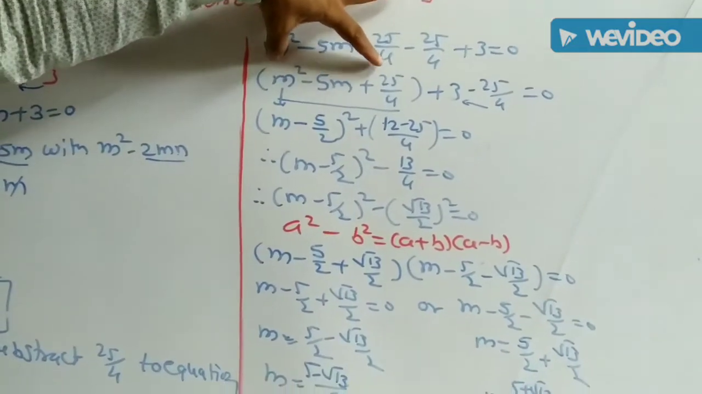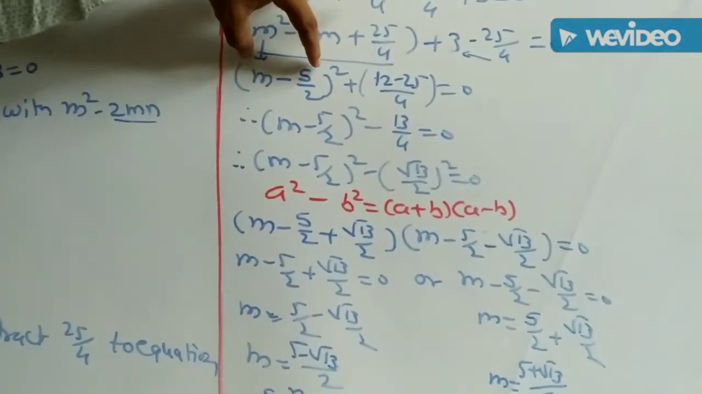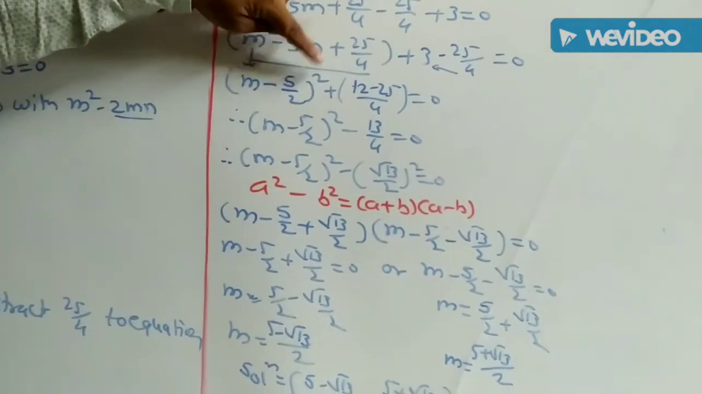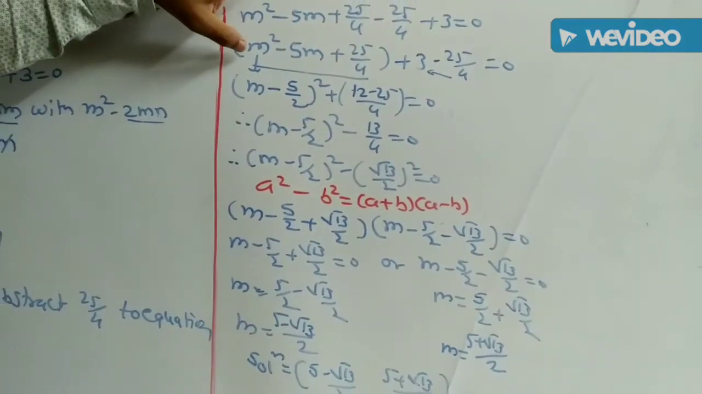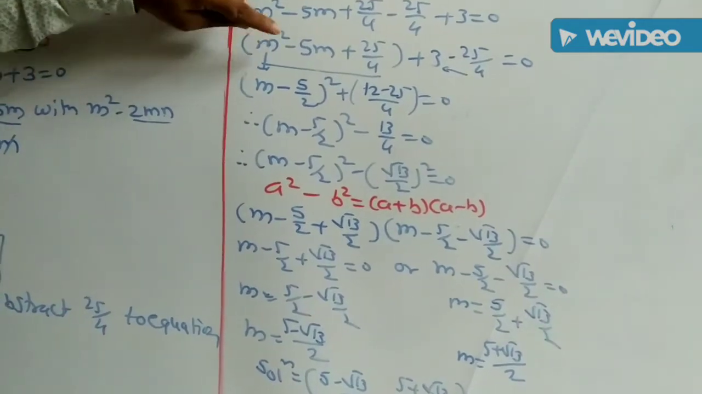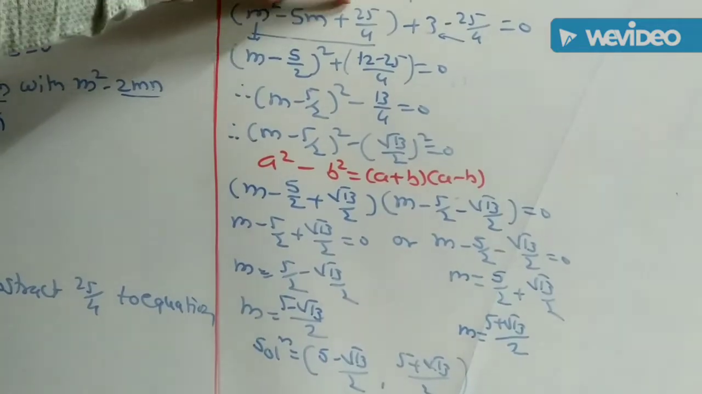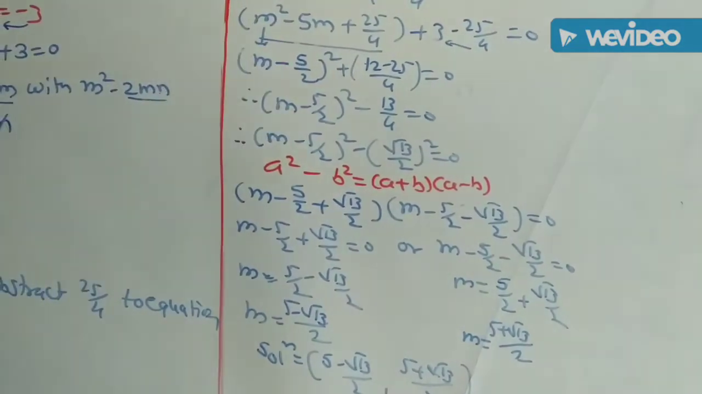Now these first three terms are the expansion of the bracket (m minus 5 upon 2). Therefore I write (m minus 5 upon 2) bracket square. How do I find it? I write directly the square root of the first term, the sign of the middle term, and the square root of the third term.